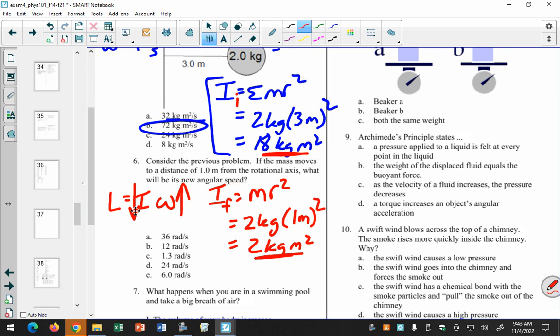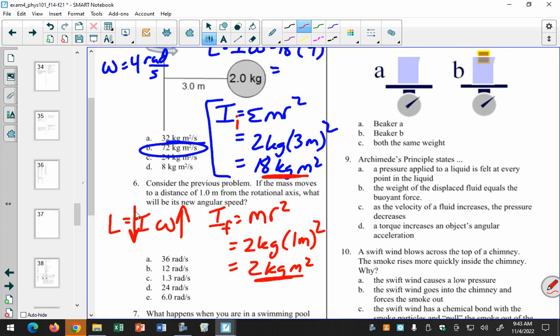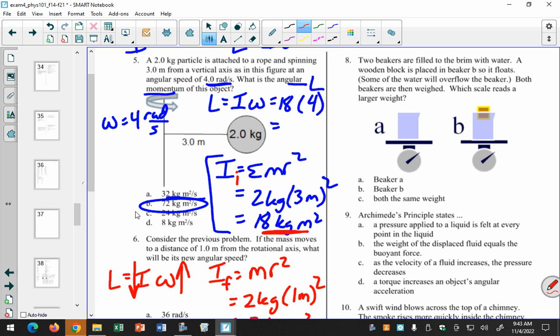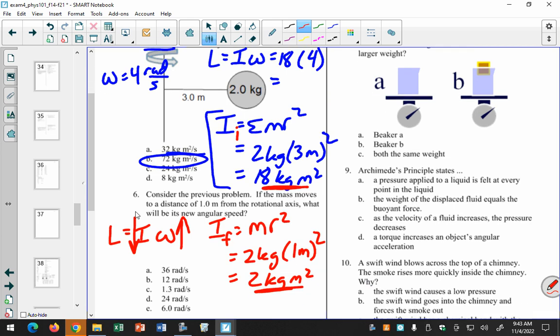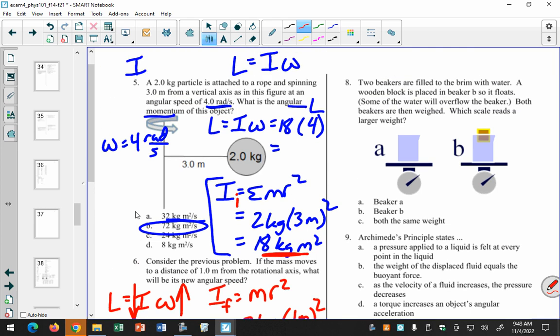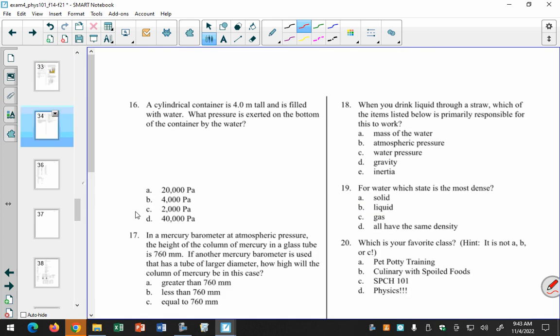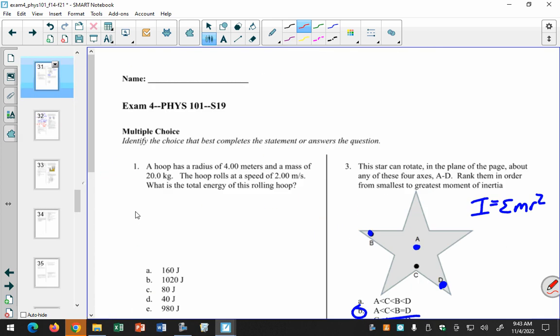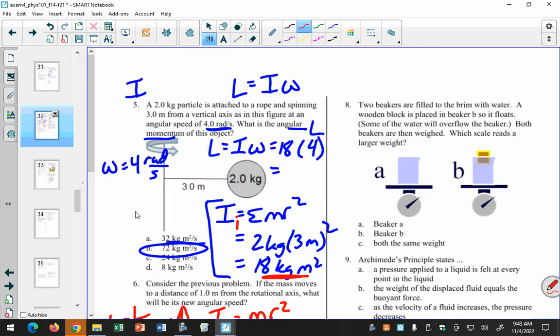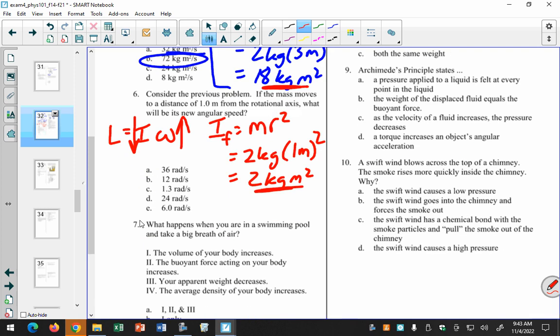Hmm. 4 times 9 is 36. 4 times 9. Or if you set the L as the 72 equal to 2 omega, that equals 37. Oh, right. Yes, thank you. All right. So that is my moment of inertia.